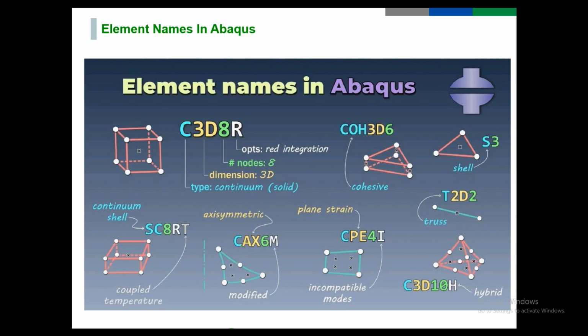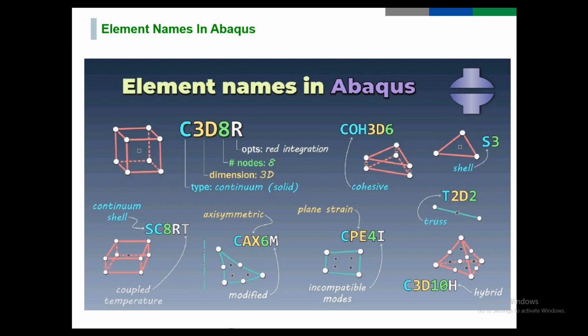Choosing the right element type is critical in finite element analysis. If you have used Abaqus, you know what a C3D8R element is. This is the most widely used finite element for solids. But do you know exactly what it represents? Why does it have that name?